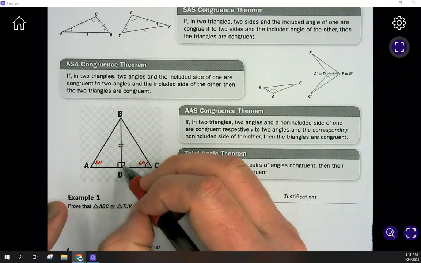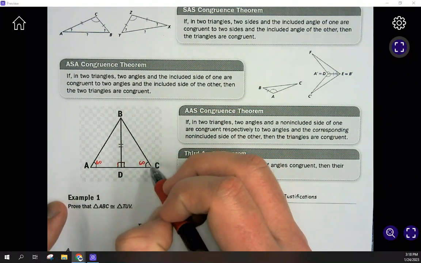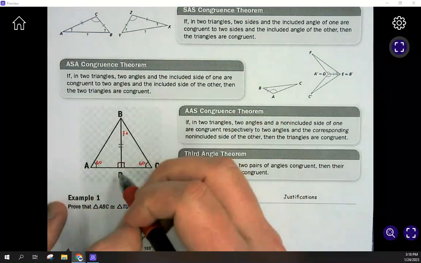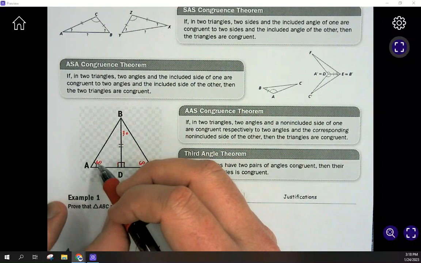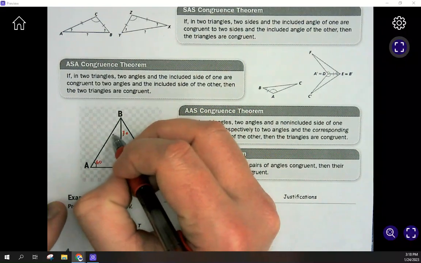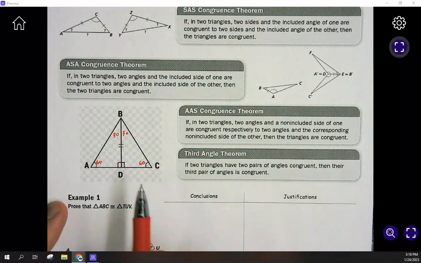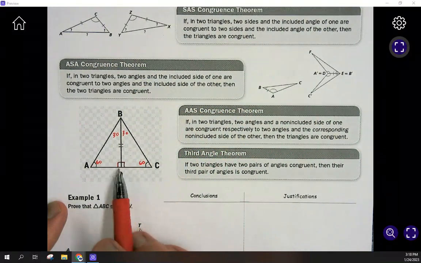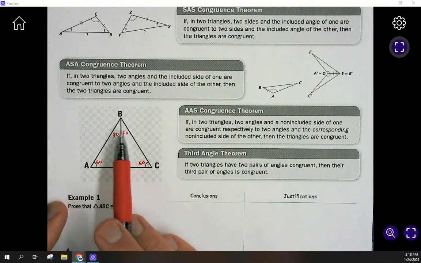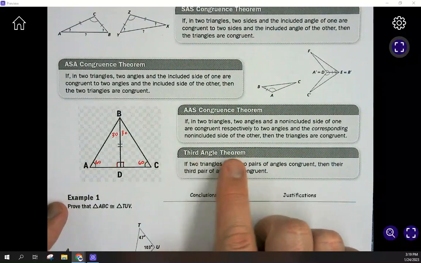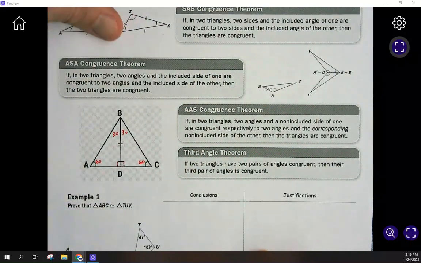Inside this triangle, take that away from 180. 180 minus 90 minus 60. I know this is 30. Same thing over here. 180 minus 60 minus 90. This is 30. So I don't even have to go through the math and find out what that angle is. If I've got two angles of this triangle equal to two angles of this triangle, I automatically know the third angle is also equal. And I can use that in a proof by calling it the third angle theorem.